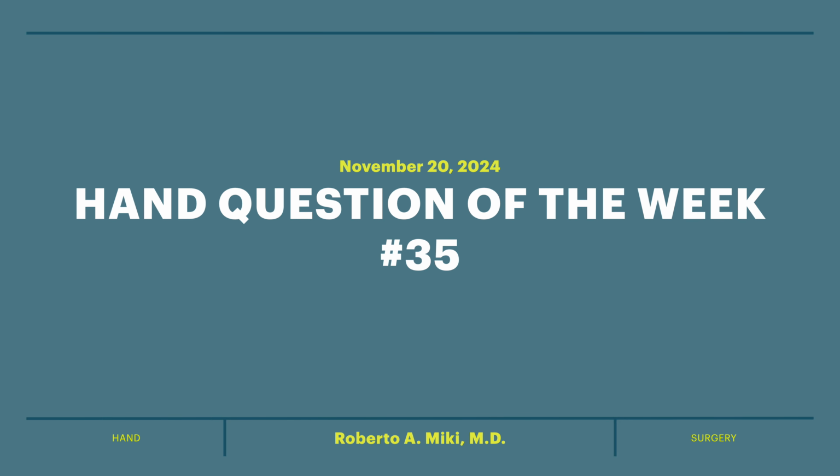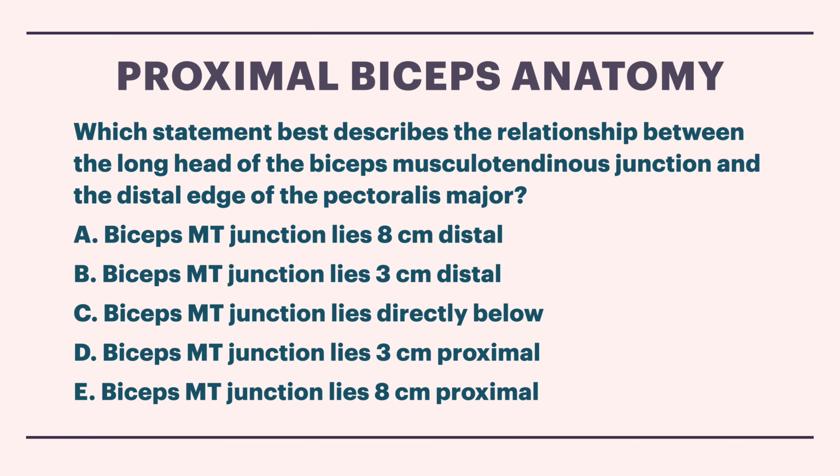It's number 35 in our series of questions for medical students, residents, and fellows studying for the boards or in-training exams. Well, it's a question on the proximal biceps anatomy. Which statement best describes the relationship between the long head of the biceps musculotendinous junction and the distal edge of the pectoralis major? A, the biceps musculotendinous junction lies 8 centimeters distal.